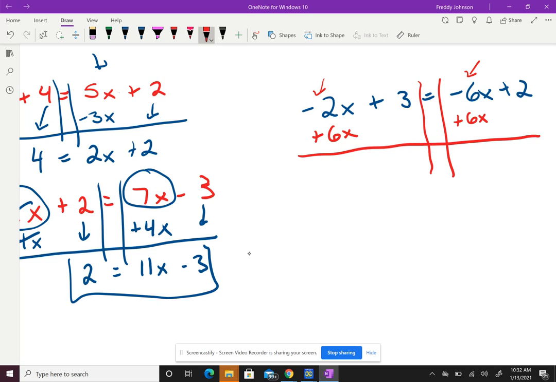Now we go straight down. I have a negative 2x plus 6x. Opposite signs tell me to subtract, so 6 minus 2 is 4. I'm going to get 4x here. We bring the plus 3 down because I didn't touch it. The negative 6x plus 6x are opposites, so they cancel out, and I'm going to bring the 2 down. That's what we're doing with variables on both sides.